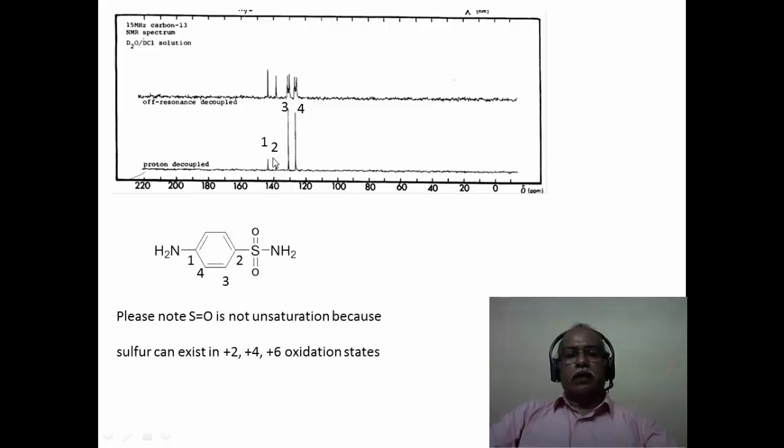So the two ipso carbons are very clearly seen as low intensity signals, and the two CH carbons are seen as high intensity signals, which also appear as doublets in the off resonance spectrum of this particular compound. Interestingly, the carbon 13 spectrum is recorded in a mixture of D2O and DCl. In other words, it is measured in an aqueous acidic solution.